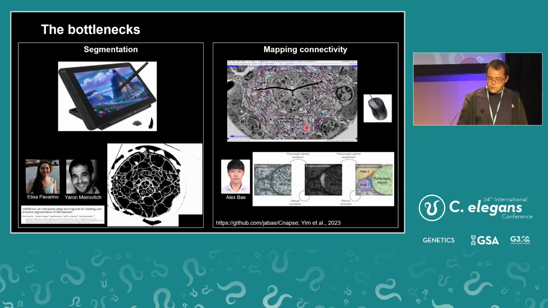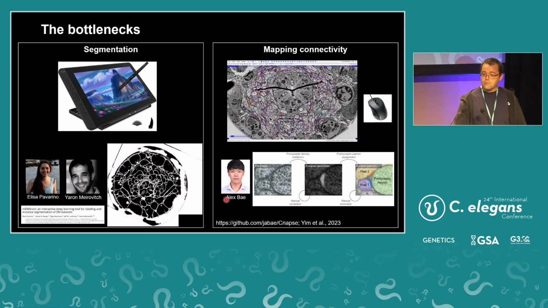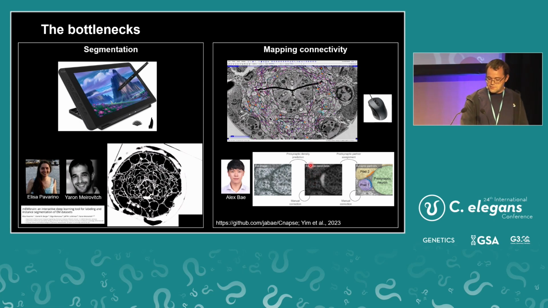So we have these bottlenecks currently, which are the 3D segmentation, where we literally have a pad that we color things in, and this is being sped up using machine learning. And Alex Bay, who helped with the Mind of a Worm, which we've heard about at this conference, also has a really nice way to use machine learning to accelerate chemical synapse annotation.